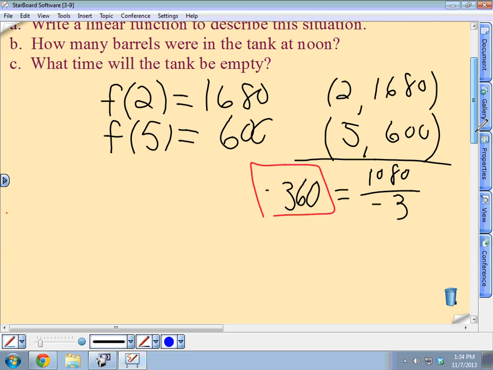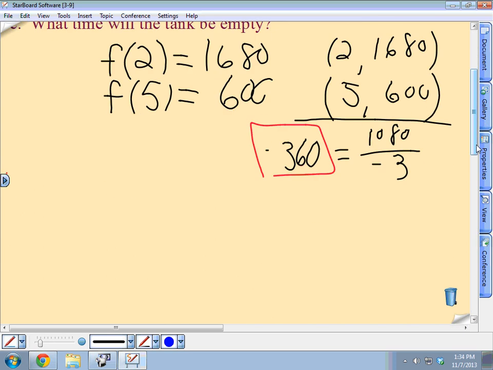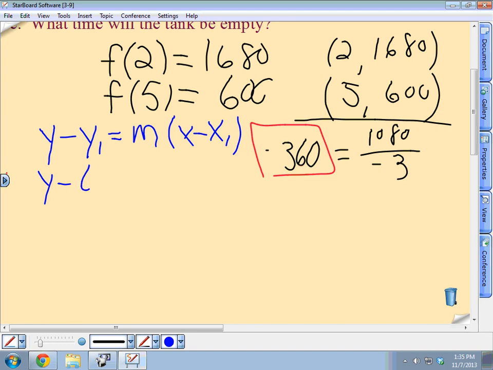I'm going to move this up just a little so that everyone can see. And what is that? y minus y1 equals what? The slope, m, and then x minus x1. Good. So I can use either of these points. It doesn't matter. I choose to use this one because it's got smaller numbers. That's just the way my mind works. But either one will give you the right answer. So y minus 600 will be negative 360 times x minus 5.